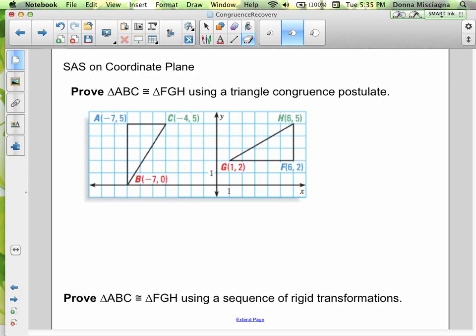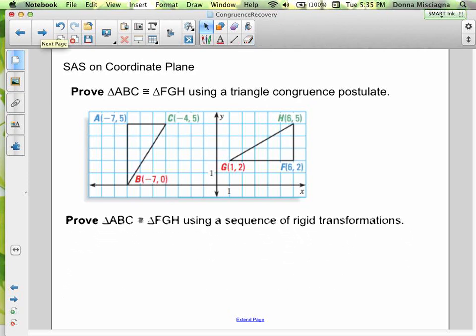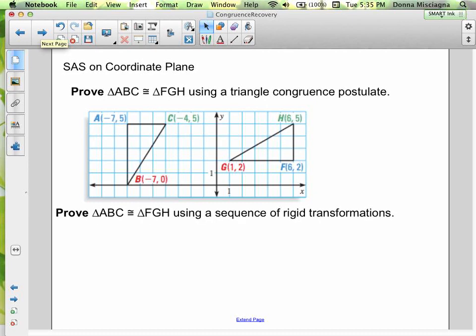There we go. All right, so we already proved it using a triangle congruence postulate. All right, so this was done. Let's use a sequence of transformations. Notice they're not facing the same way. We need to move one of them, ABC or FGH. I'll move ABC because that one's listed first. They're not mirror images of one another. They're kind of turned. So let's turn our figure by rotating.